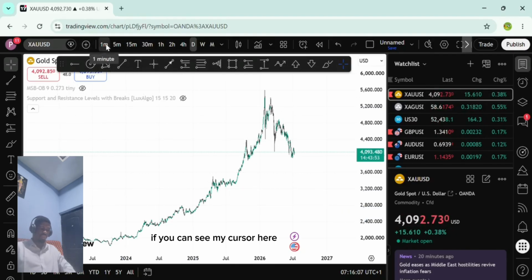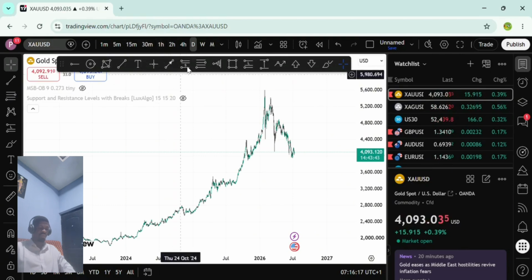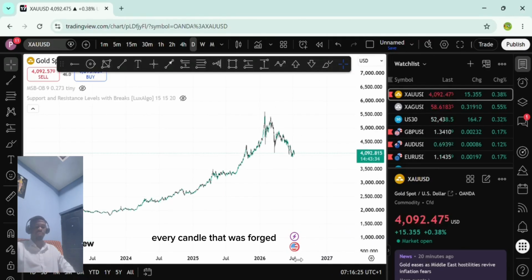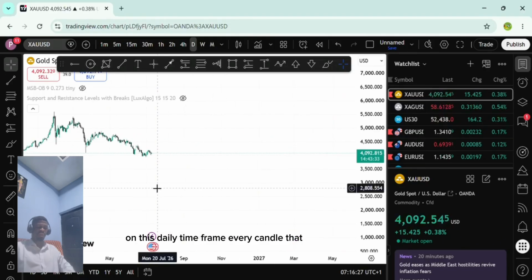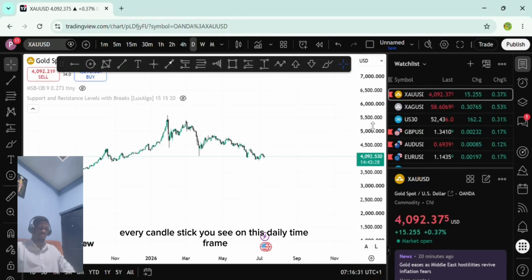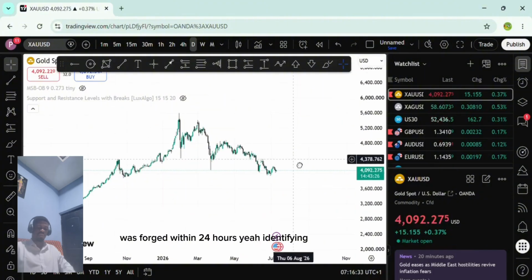If you can see my cursor here, it's the time frames, from the daily time frame to the 4 hours time frame, to the 2 hours time frame and the 1 hour time frame, down to the 1 minute time frame. This daily time frame is 24 hours. Currently we're on the daily time frame. Every candle that was forged on this daily time frame was forged within 24 hours.